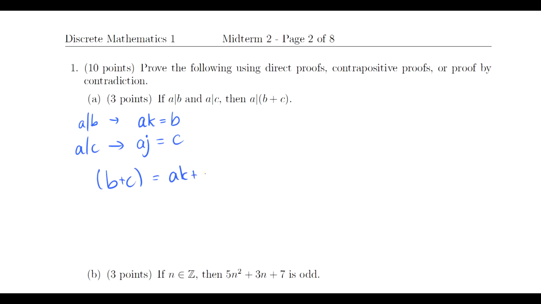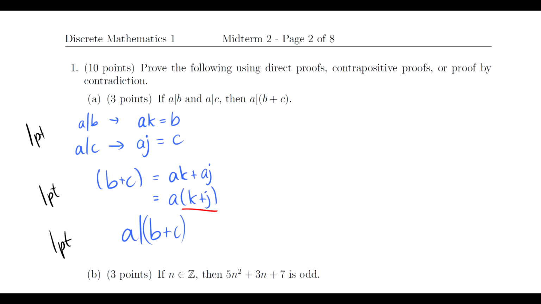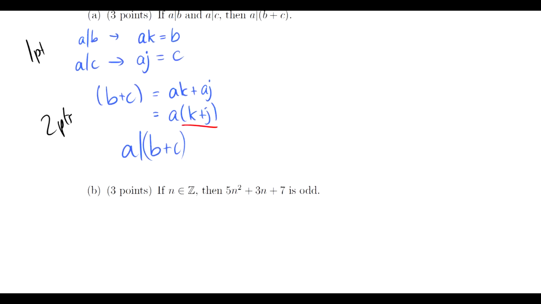So let's take B plus C. B plus C is just equal to AK plus AJ. So we can factor out an A. So we get A times (K plus J). Therefore, A times some number, K plus J, is equal to B plus C. Therefore, A divides B plus C. So that was the first proof, 3 points. 1 point for this step, 1 point for this step, and 1 point for your conclusion. Actually, this would be 2 points for that step, because it's pretty much all together.